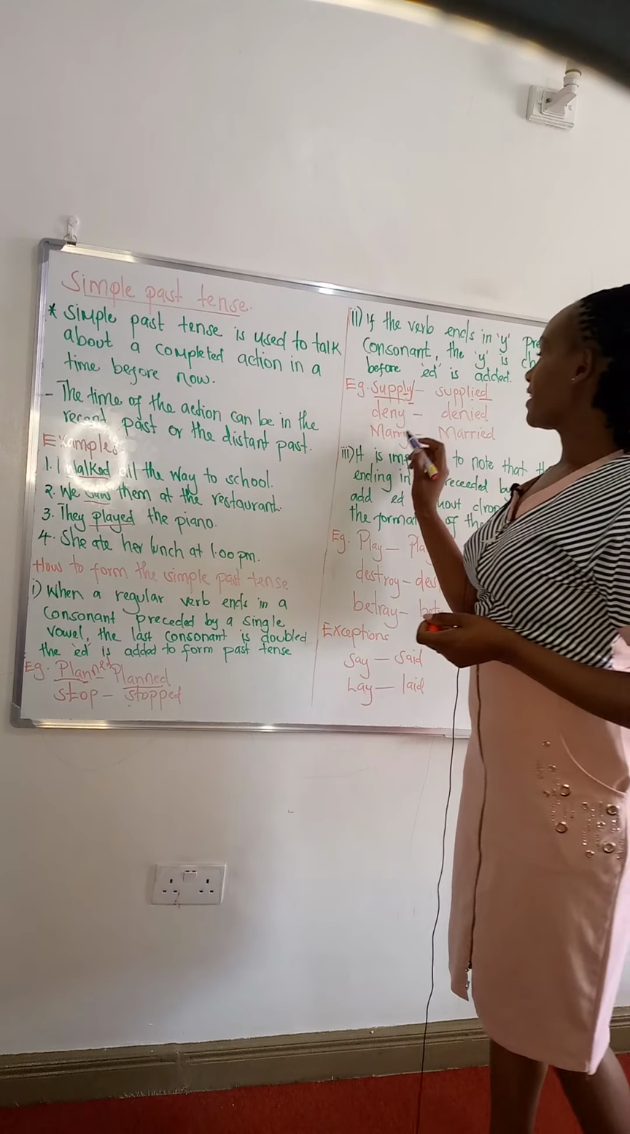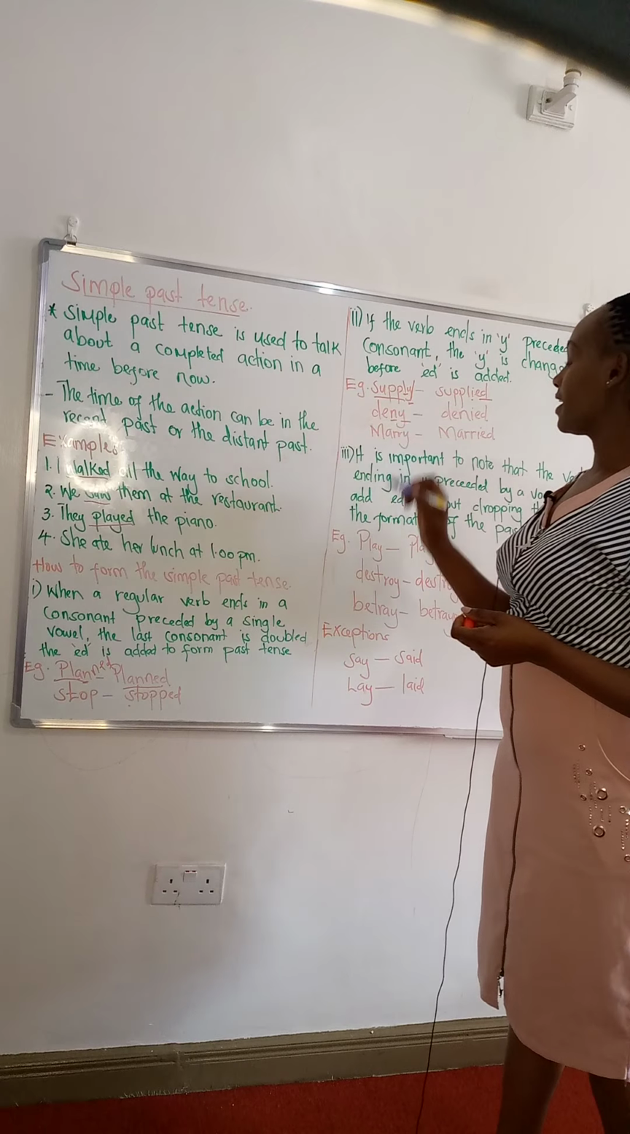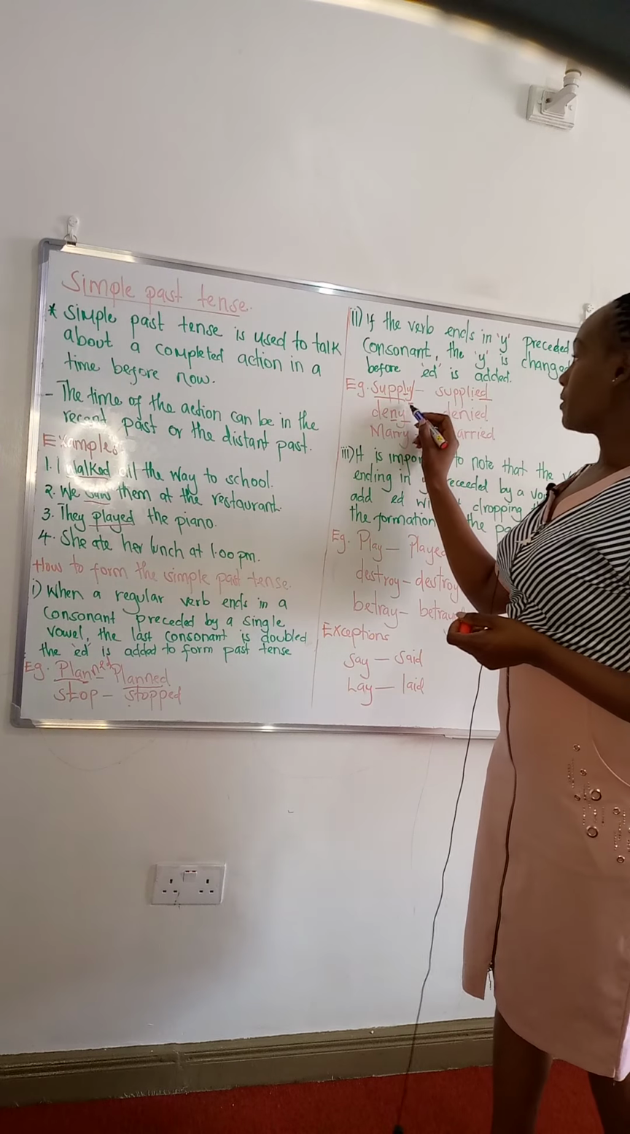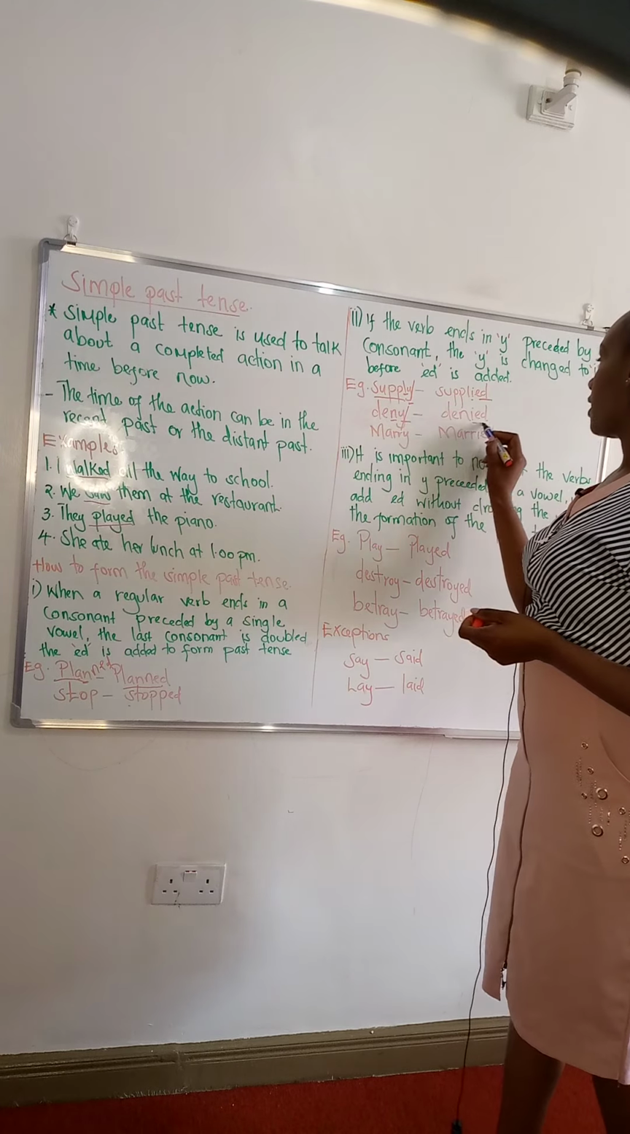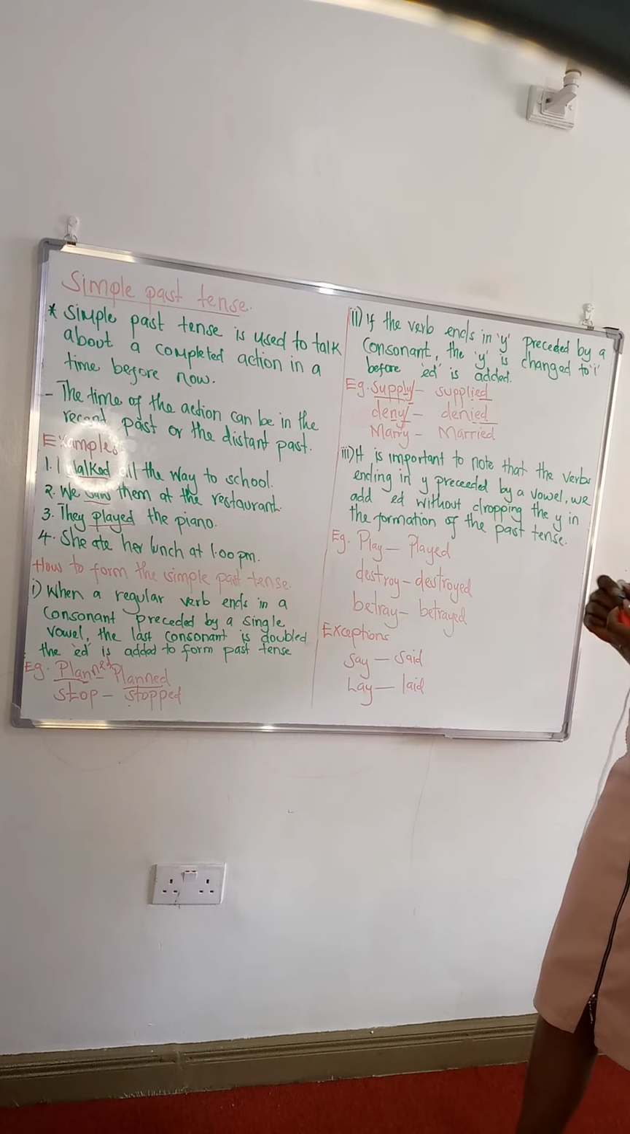The word deny again ends in Y, preceded by a consonant N. So we replace the Y with I and add ED. The word marry becomes married.